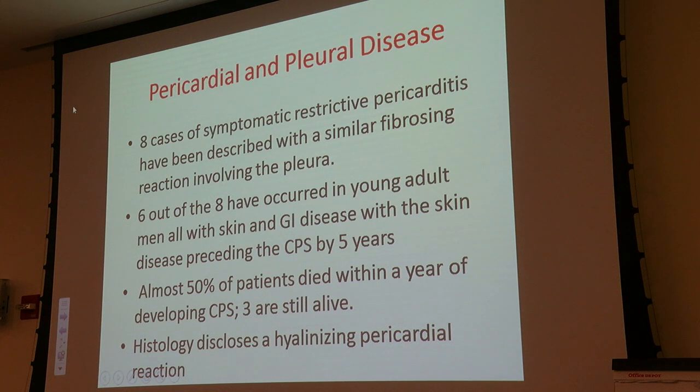8 cases of symptomatic pericarditis that is primarily restrictive, and all those patients usually have a fibrosing reaction in the pleura as well. 6 of the 8 cases have occurred in young adult men, and they all had GI and skin disease for an average of 5 years before developing the restrictive pericarditis and pleuritis. And even though their disease may have been quiescent for a period of time, or at least stable, once they developed the cardiopulmonary restrictive pattern, that could be a harbinger of a more aggressive and in some instances terminal course.